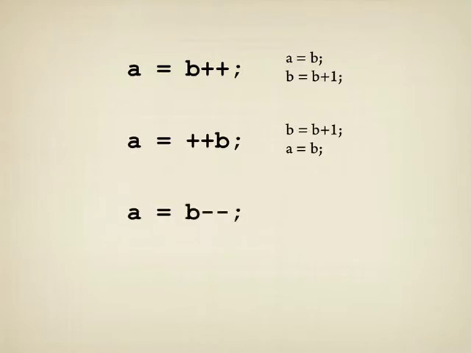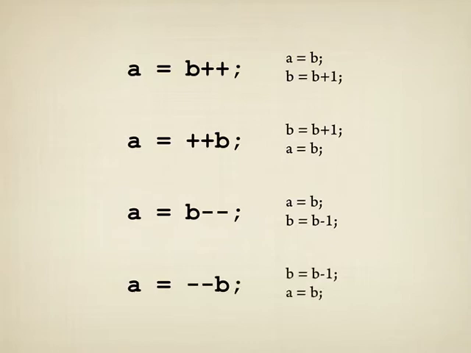Minus minus works the same way. If the minus minus comes after the b, that says first do the assignment, then subtract. If the minus minus comes before the b, that says subtract 1 from b, then assign. The plus plus and minus minus things always add or subtract 1. And it only works for numerical variables like integers and floats.